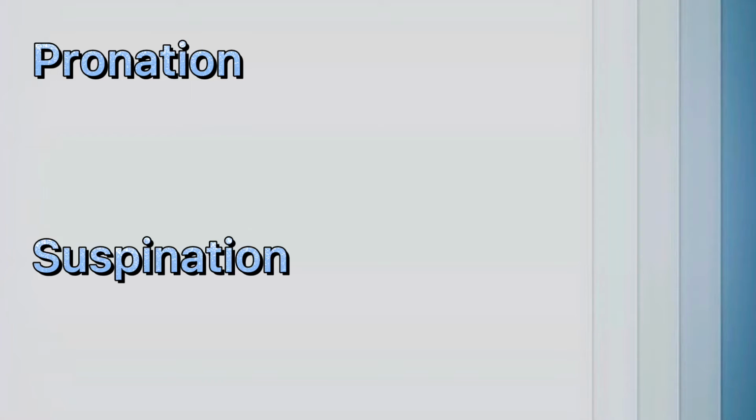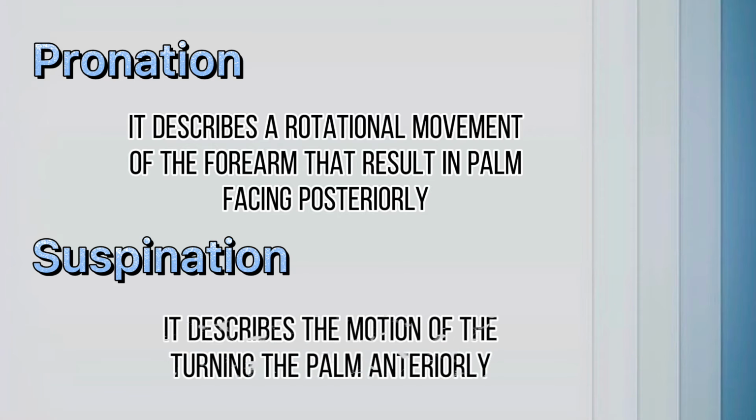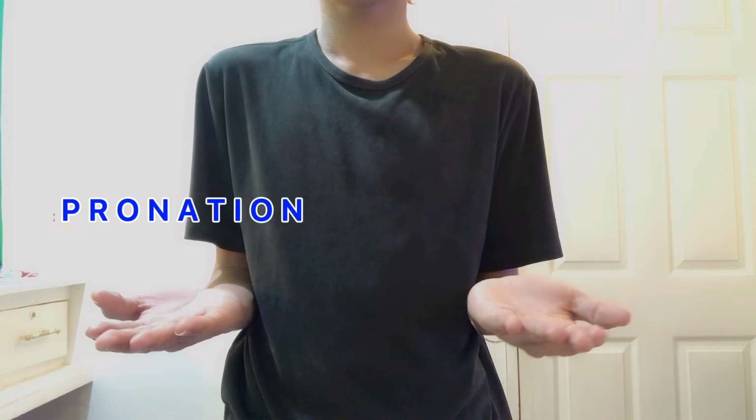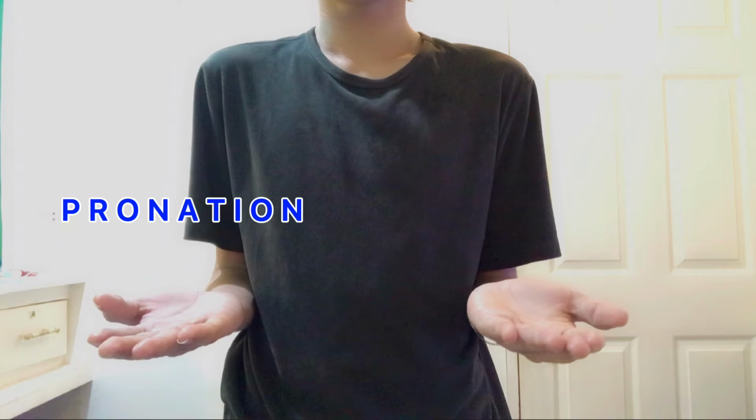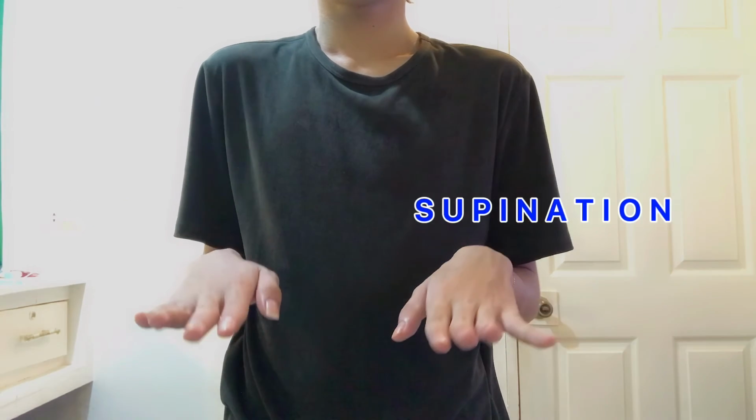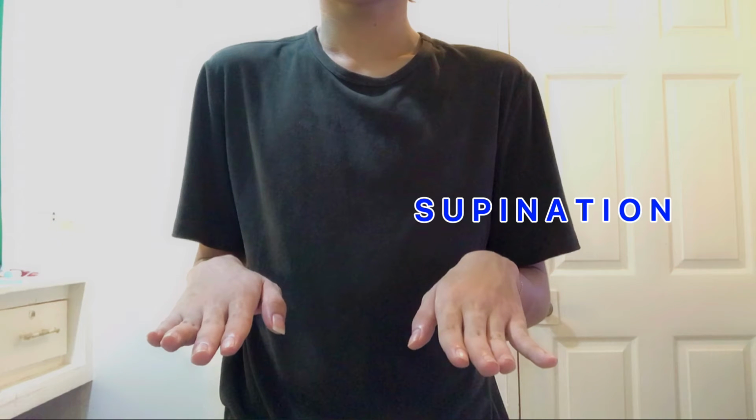And for the next pair, which is pronation and supination. Pronation describes a rotational movement of the forearm that results in the palm facing posteriorly. Supination describes the motion of turning the palm anteriorly. So in pronation, I rotate my forearm so that my palm faces posteriorly, while in supination, I rotate it back to its original position so that my palm faces anteriorly.